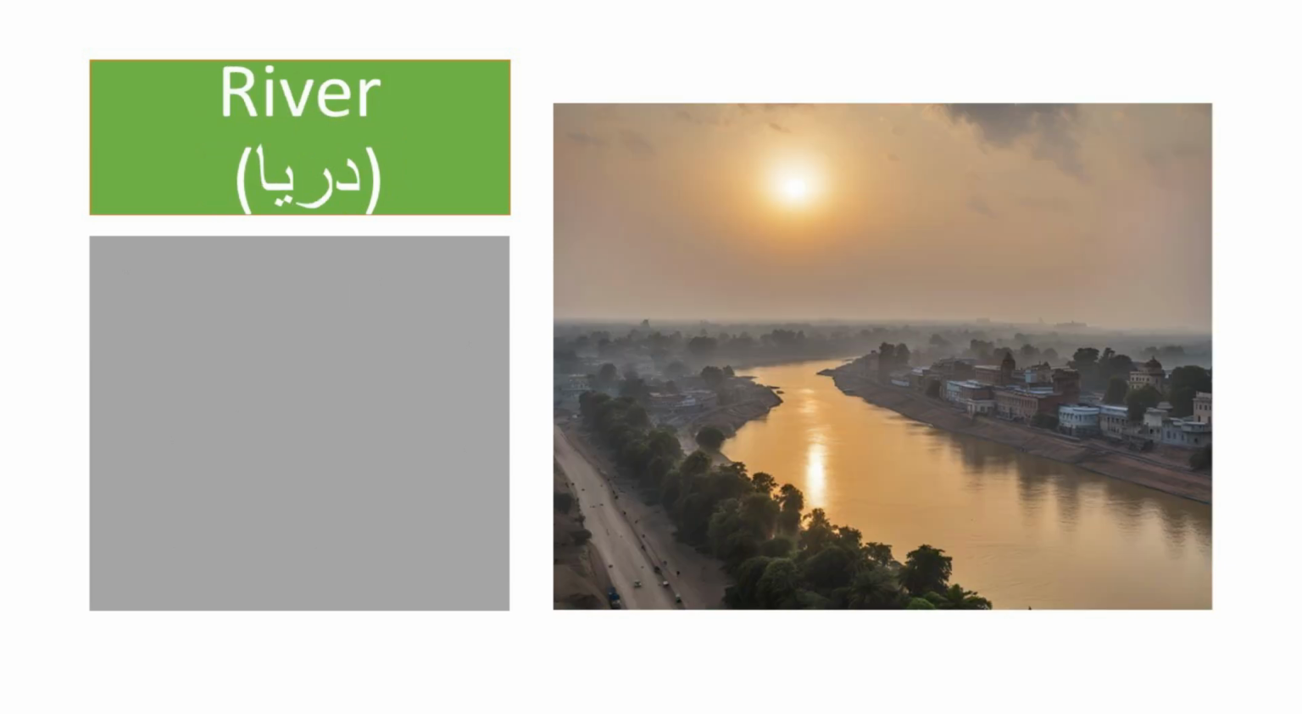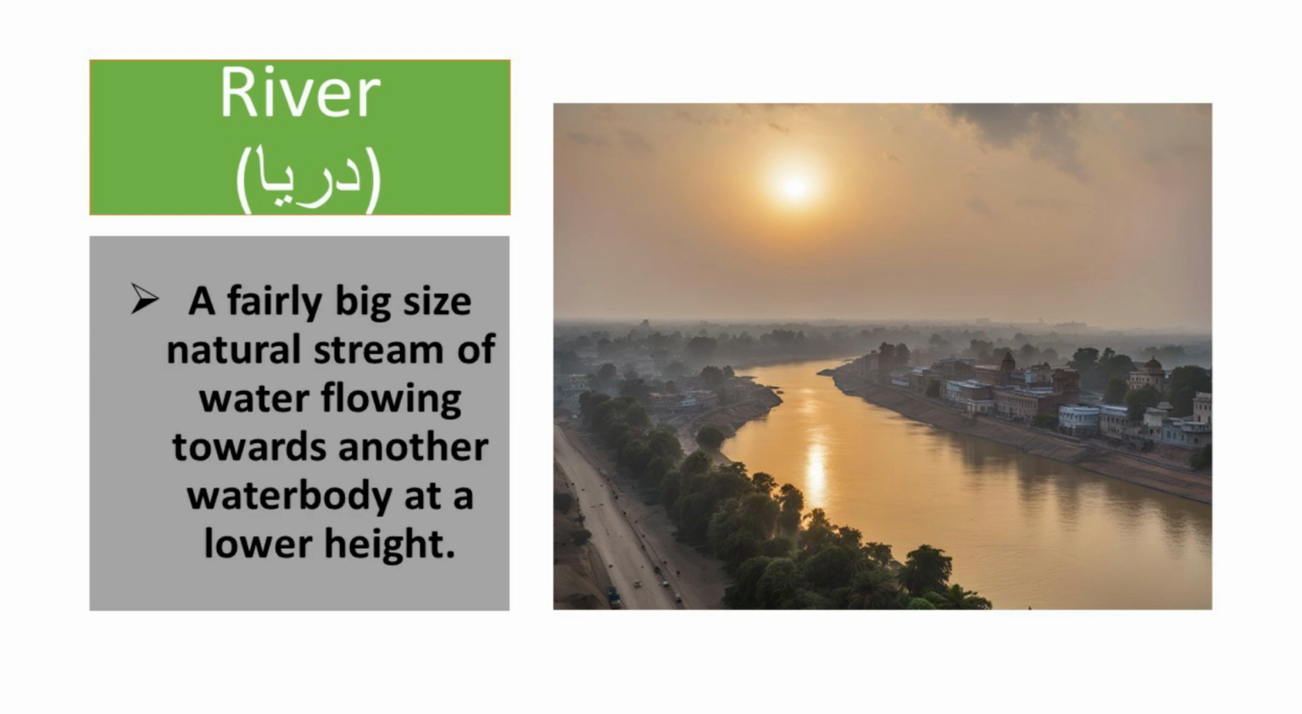Then we have a river. A river is a very big sort of stream that is flowing. Usually, when a river flows, it goes into another body of water at a lower height. Usually, a river falls into a sea or into an ocean.